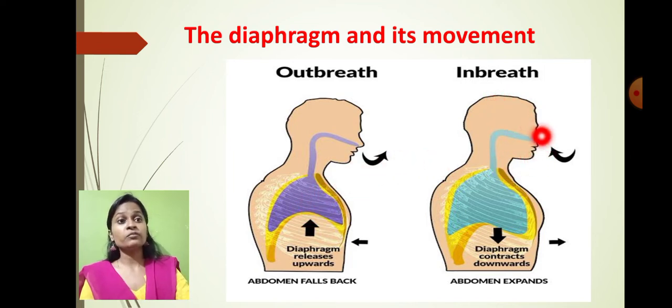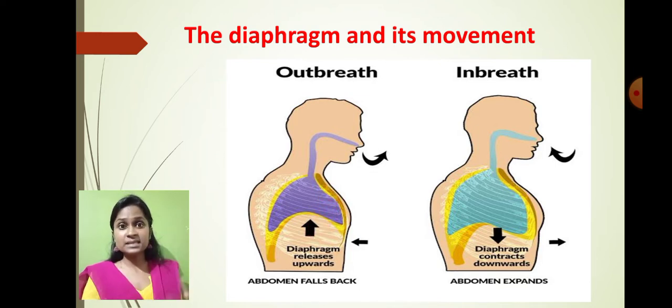In-breath means what? We are taking inside air. So when we are taking inside air, you can see that the diaphragm is contracted downward. Here you can see that the diaphragm is pushed downward during the process of in-breath, and during the process of out-breath, the diaphragm is shifted in the upward direction. So this is the movement of the diaphragm during inhalation and during exhalation.